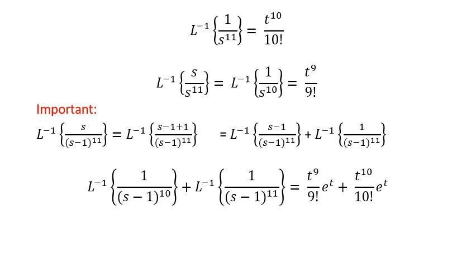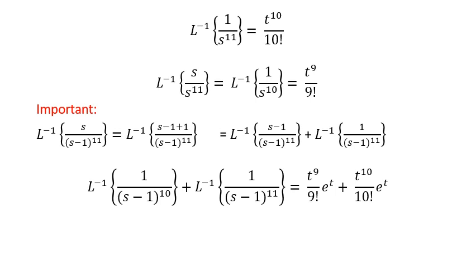Now another important method having shifting also. Laplace inverse of s by (s minus 1) raised to 11. Now in this case, s minus 1 is in the denominator. We have to make s minus 1 in the numerator also. So s minus 1 plus 1. Now separate the numerator. (s minus 1) by (s minus 1) raised to 11 plus 1 by (s minus 1) raised to 11. So one of the s minus 1 will get cancelled. You will get L inverse of 1 by (s minus 1) raised to 10 plus L inverse of 1 by (s minus 1) raised to 11.